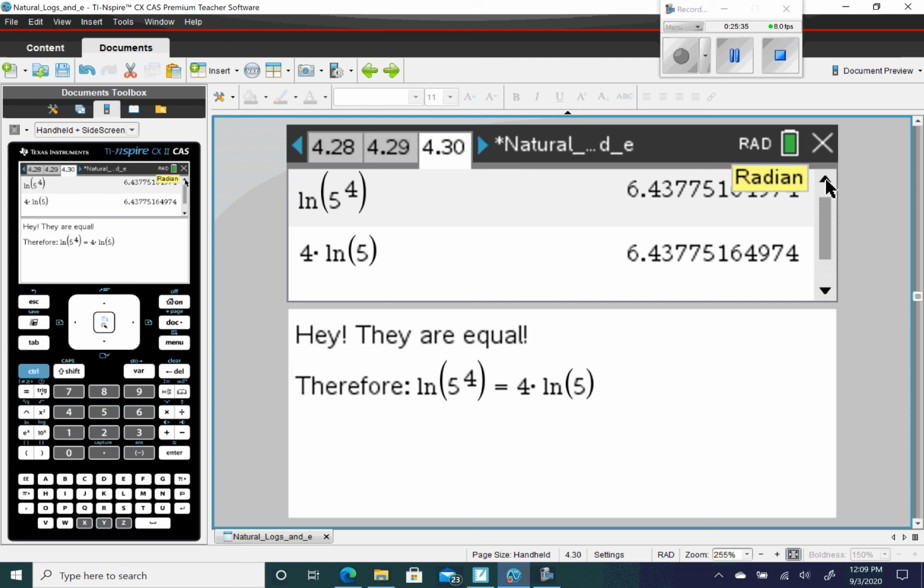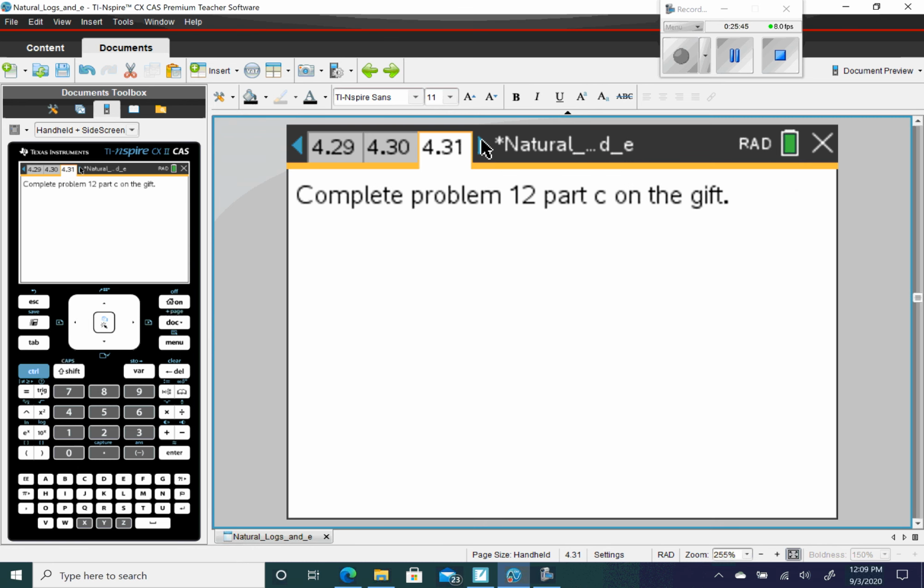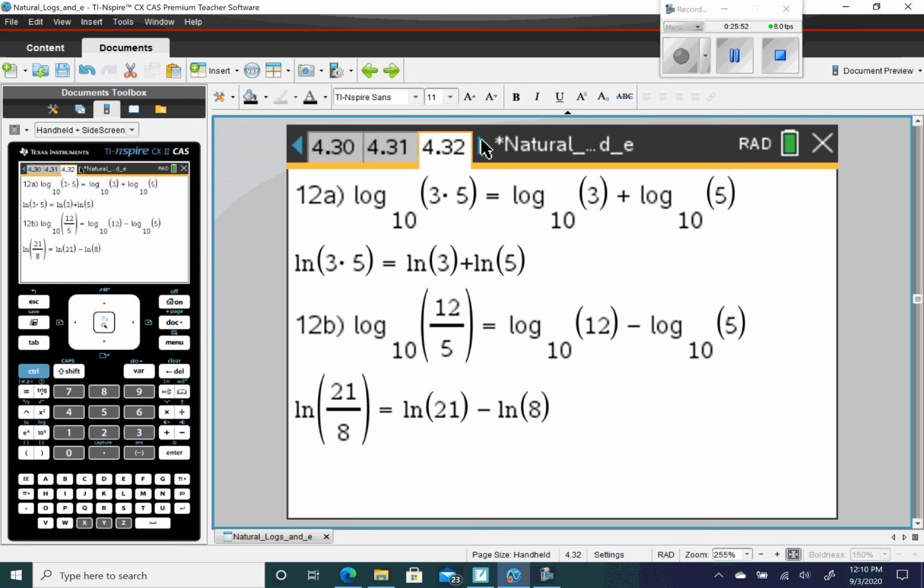So what this is showing is whether we're using just a common log or the natural log, the laws of logarithms still apply. Go ahead and complete part C. And here are the results.